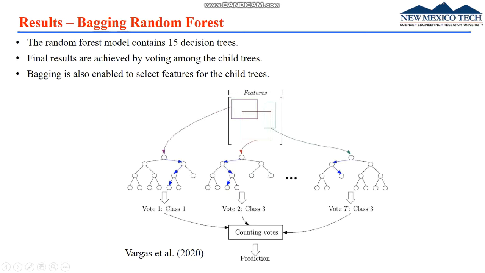The last algorithm that we apply on the 3W dataset is the random forest using the bagging technique in order to improve the accuracy of the models. The random forest we built contains 15 decision trees, and the final results are achieved by voting among the trees. You can see this is the schematic of the random forest model. Each of the trees in the random forest contributes to the final vote, and the final vote is the final prediction that we use for each instance.